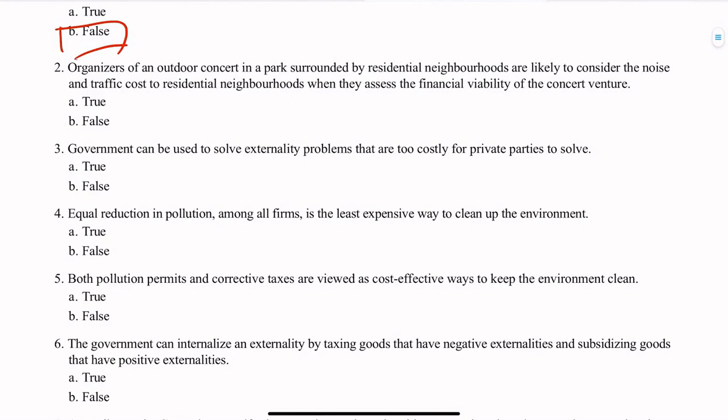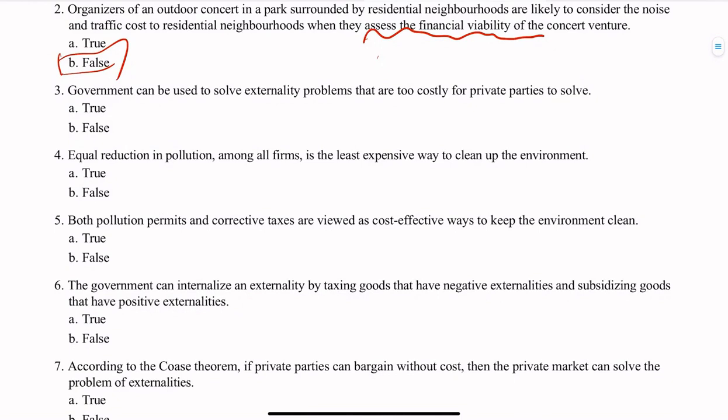Organizers of an outdoor concert surrounded by residential neighborhoods are likely to consider the noise and traffic cost when they assess the financial viability of the concert. Obviously, this is false, right? Because if you're the organizer, if you're specifically thinking about the financial viability, right? So you will just want to think whether your concert will make money or not. In this case, we will not consider the noise and traffic cost because these are just external effects imposed on third parties, right?